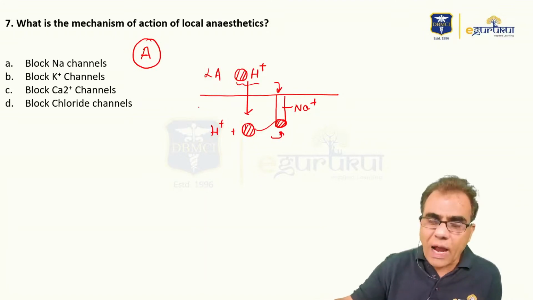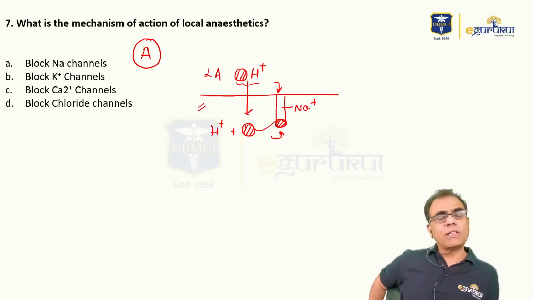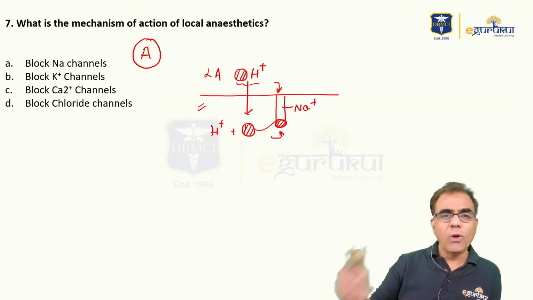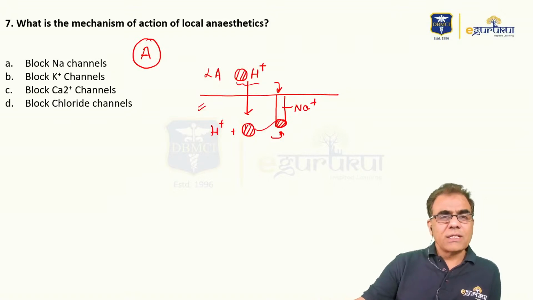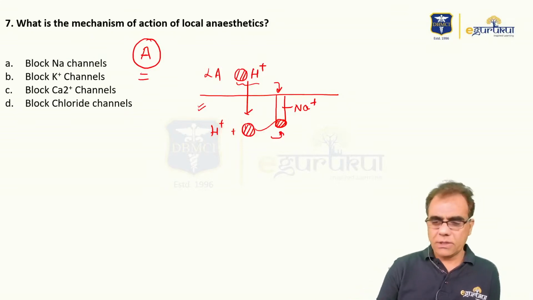Now whether they block activated channel or inactivated channel, they can block activated as well as inactivated channels. However, activated channels are more readily blocked as compared to inactivated channels. So again, I'll tell you that the latest studies have proven that they also act on calcium, potassium, or chloride channels. So if it is a multiple choice, you can mark all. But for a single choice, yes, local anesthetics are mainly blocking the sodium channels.